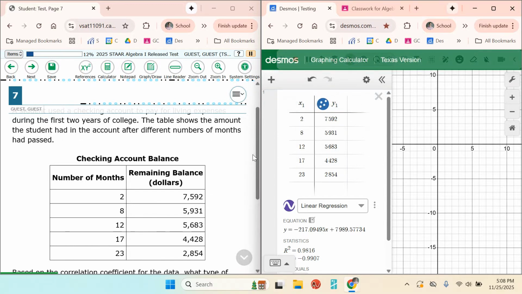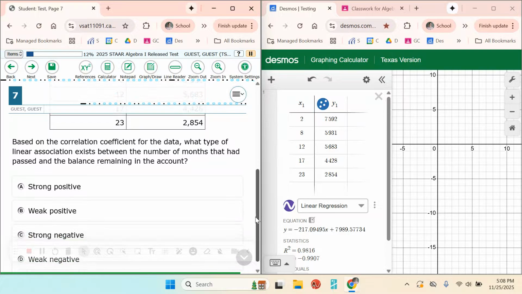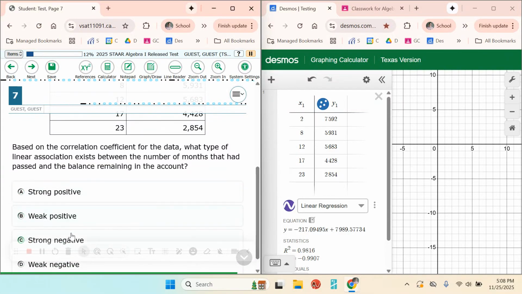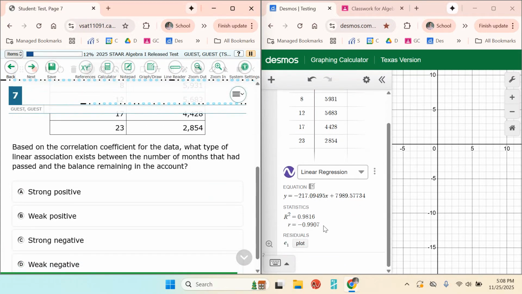But the one thing that you can figure out, if you see something that says strong positive, weak positive, strong negative, weak negative, the one thing that you can do for sure is look at this number right here, this little r value. The first thing that you can at least figure out, it's a negative number, so at least we know it's between these two. The next thing you're looking for is how close is this number to either +1 or -1. Well, in this case, I have -0.99. That's about as close as you can get to -1, and that means it's strong.